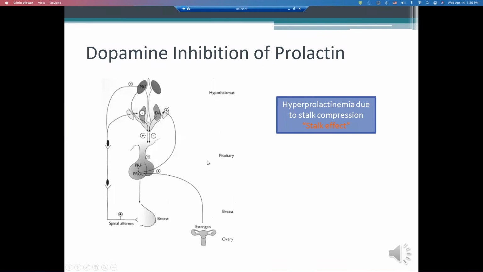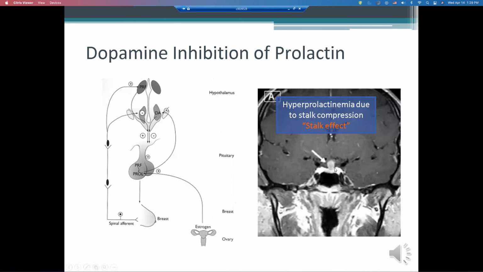So anything that interrupts the stalk, that's the stalk right here, the inhibitory signal from dopamine, you can see it here, this is dopamine. Any inhibition of the dopamine signal coming to the anterior pituitary will lead to hyperprolactinemia. However, less than 200 as a value.